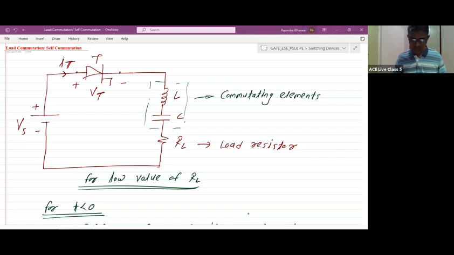TQ is the device turn off time that will be specified by the manufacturer. TC you can say is the circuit turn off time. You can ask here.